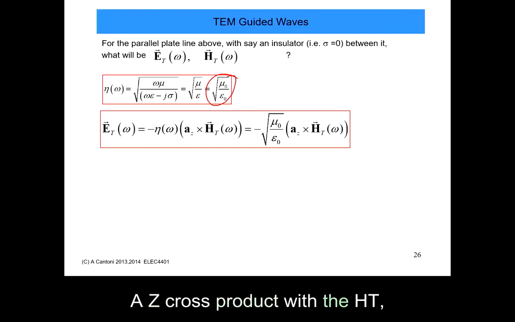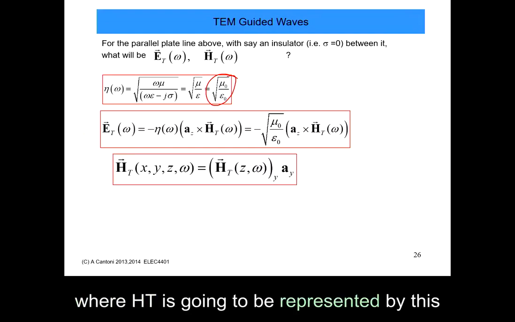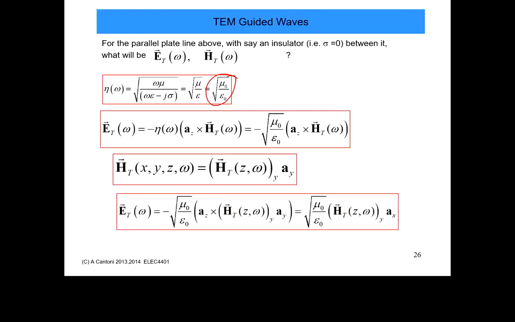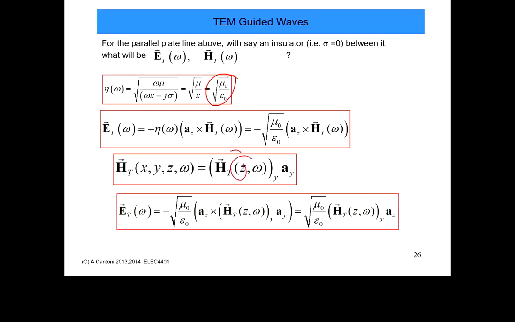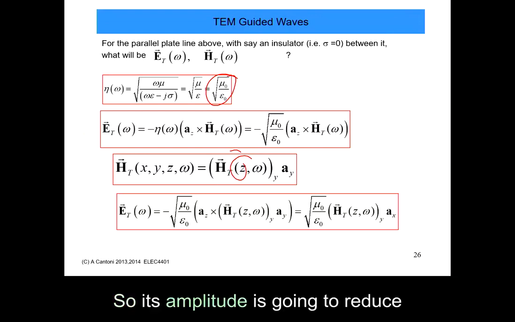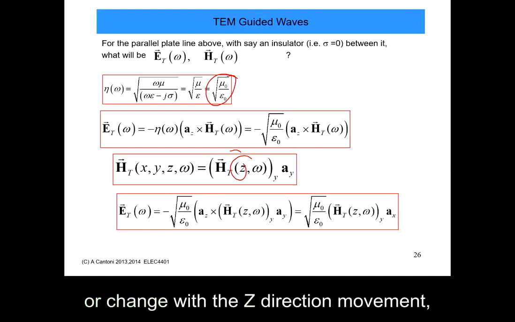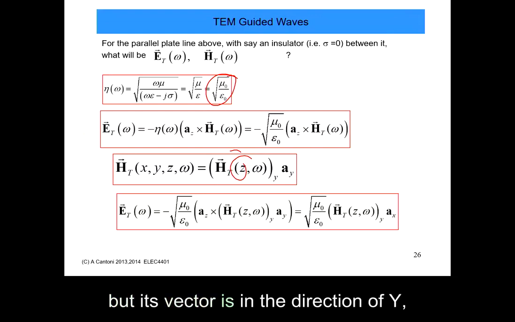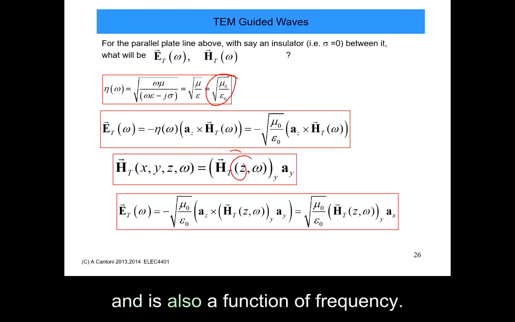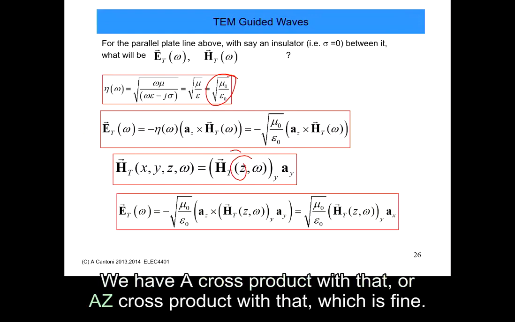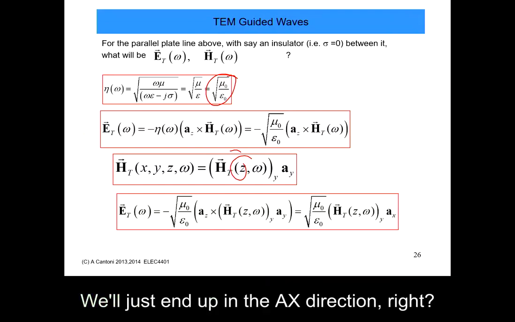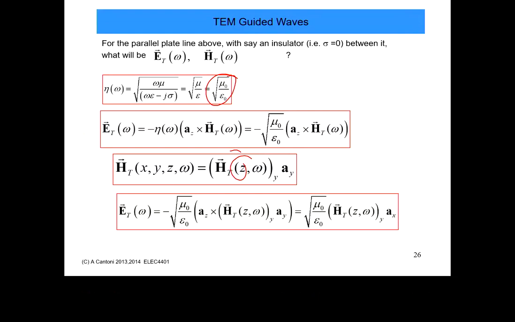AZ cross product with the HT, where HT is going to be represented by this in the Y direction, right? So HT, as you can see, is a function of Z, because that field attenuates as it moves through the material. So its amplitude is going to reduce or change with the Z direction movement, but its vector is in the direction of Y, and is also a function of frequency. We have AZ cross product with that, which is fine. We'll just end up in the AX direction, right?